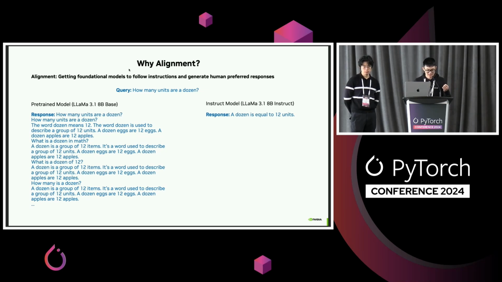To demonstrate what the alignment stage does to a model, let's say we have a query such as how many units are in a dozen. The pre-trained model, let's say 3.1 AB base, would know how to answer this question, but the answer is not easy to read, and it just blabs on over and over again. Whereas if you look at the instruct model, let's say 3.1 AB instruct, its response is short, concise, and generally what I like to see out of a model. So what NeMo-Aligner is doing is creating a toolkit to go from the models on the left and turn them into models on the right.